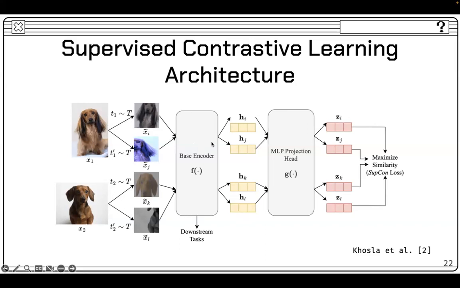They are forward propagated through a base encoder, and then we obtain the vector representations of the 4 images. They are further forward propagated through a multi-layer perceptron projection head to obtain the projected vector representations. Then we apply the supervised contrastive loss to maximize the similarity between all 4 of them because they are from the same class, while at the same time maximizing the dissimilarity between these 4 and all the other images in the mini batch.